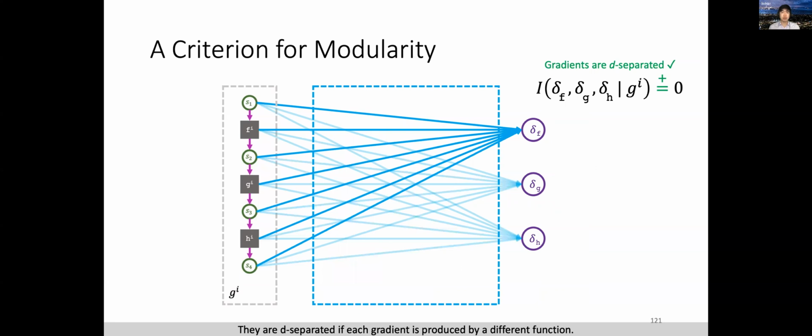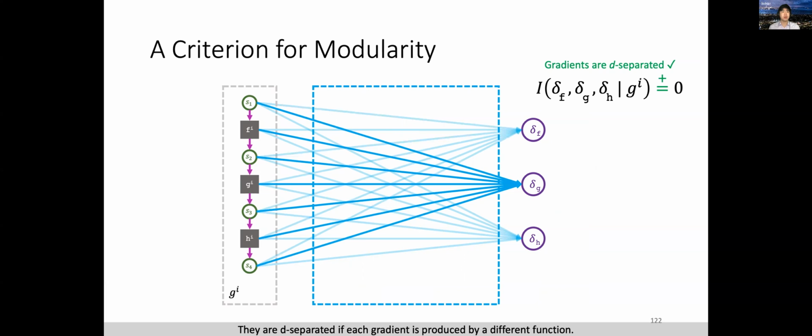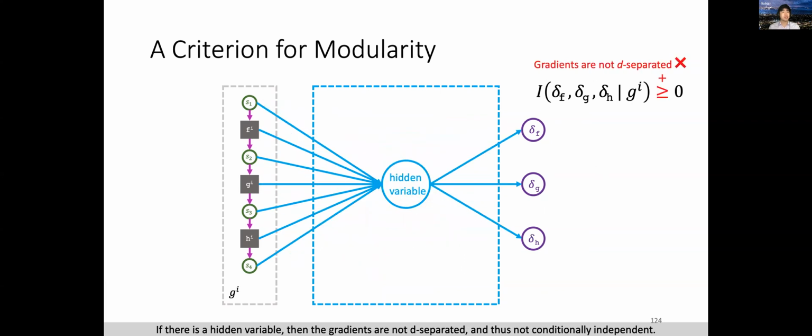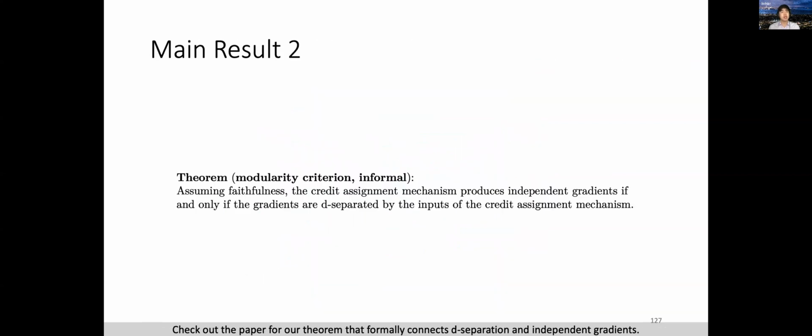They are deseparated if each gradient is produced by a different function. If there's a hidden variable, then the gradients are not deseparated and thus not conditionally independent. This makes intuitive sense because if we want the mechanisms to be independent, there can be no dependency introduced through the causal structure internal to the credit assignment mechanism. Check out the paper for our theorem that formally connects deseparation and independent gradients.